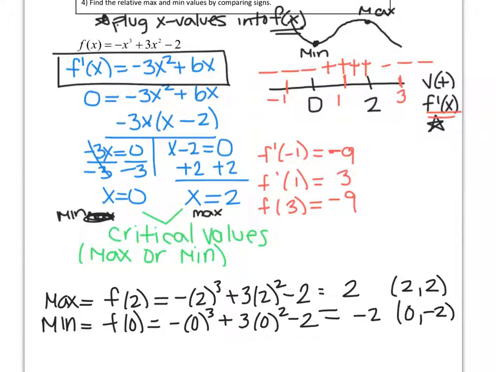So the first one is your maximum, if you want to label that. And the second one down here is your minimum.